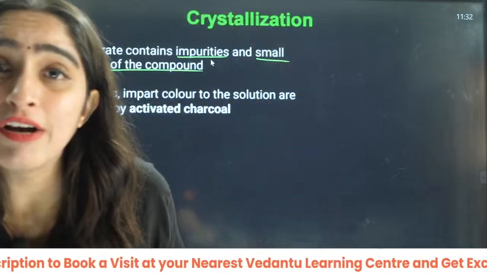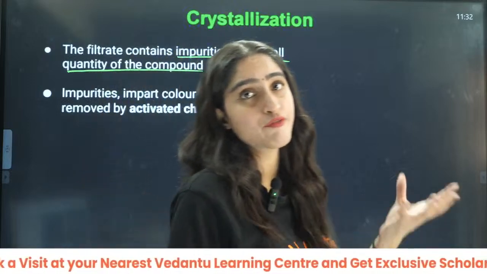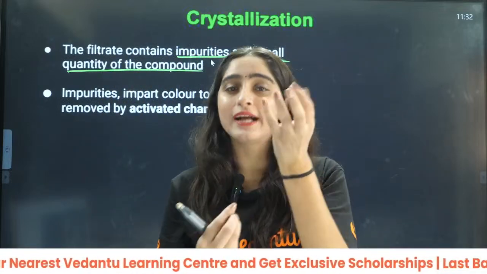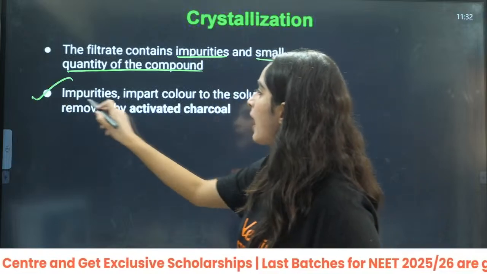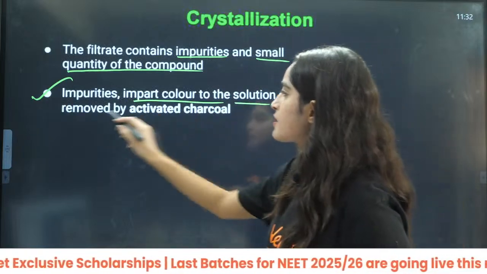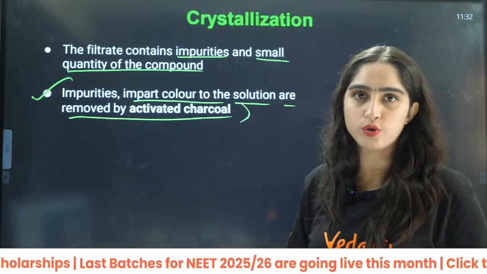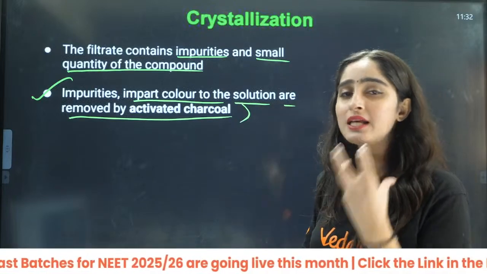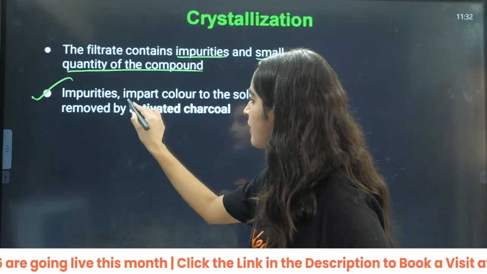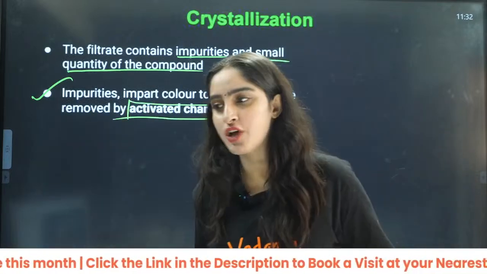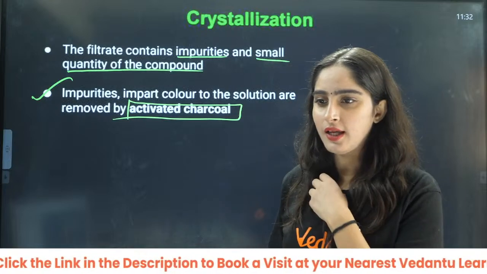So he is saying that the filtrate is the impurities that you have taken out, right? These are the impurities. Impurities impart color to the solution, and are removed by activated charcoal. The rest of the impurities will also be removed by activated charcoal. Okay, so you can write it here, activated charcoal, right?